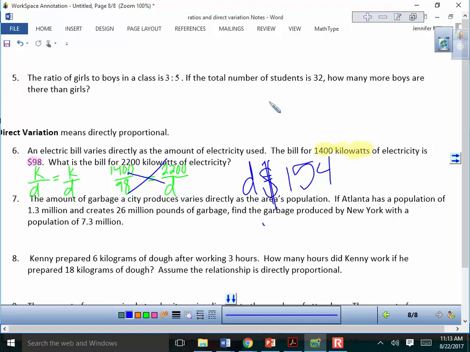And how, David, can you help me how I would set this up? What are the two things we're comparing? Population and how much garbage that population makes. Absolutely. So how could I set up this proportion, David? You put 1.3 million over 26 million compared to 70 million over X. I'm just going to put a G for garbage, but you're absolutely right. Once we cross multiply and solve, what did we get for G?